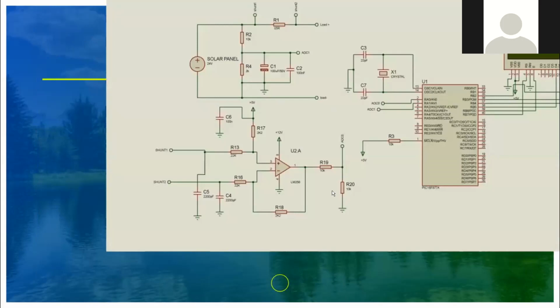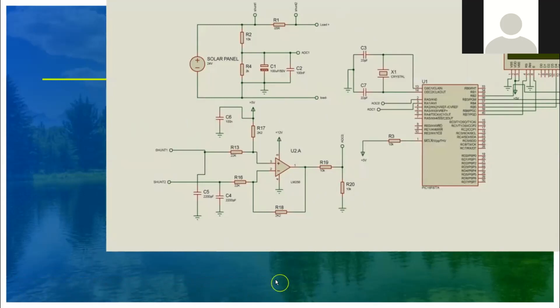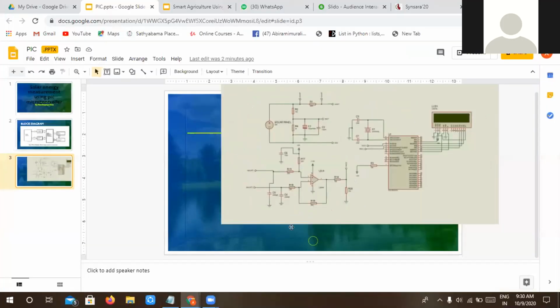Can you just bring it down? Actually, you have to zoom it. The participants can't view it. It's towards one corner, ma'am.